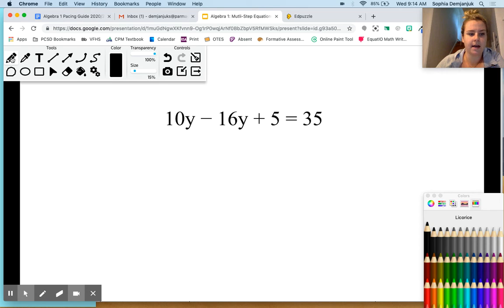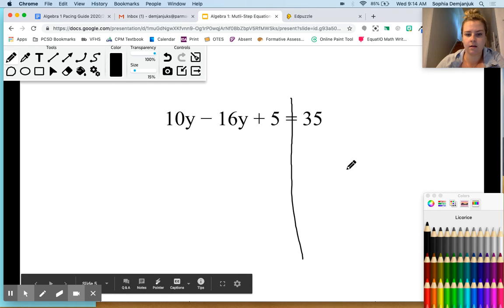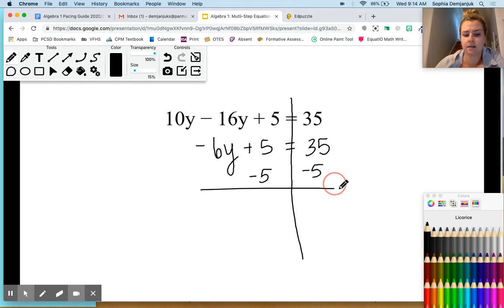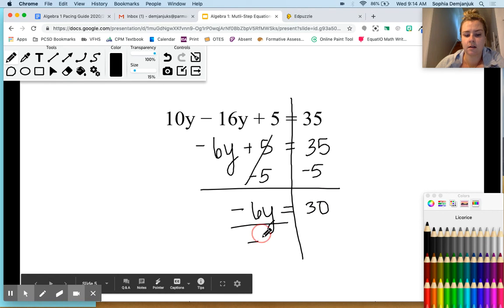Here's an example for you to try on your own. You should have started by combining your 10y and your negative 16y to give you negative 6y plus 5 equals 35. I want to get this plus 5 to the other side. I need to subtract 5 from both sides. Negative 6y equals 30. Divide that -6 off. y will equal -5.